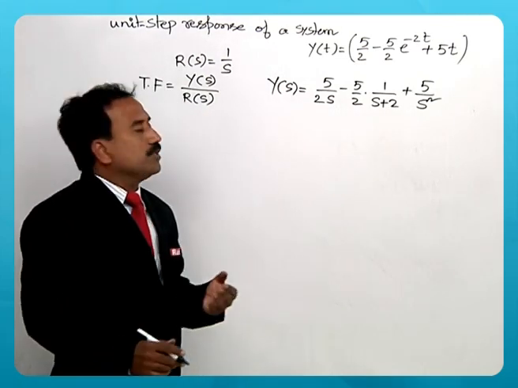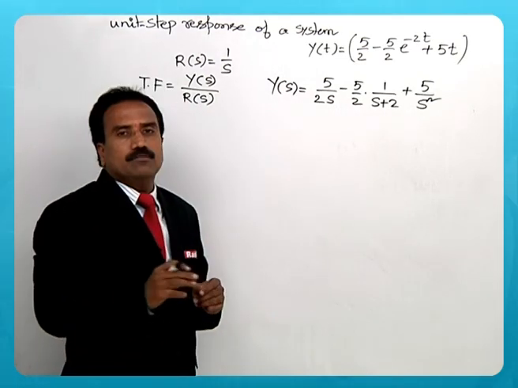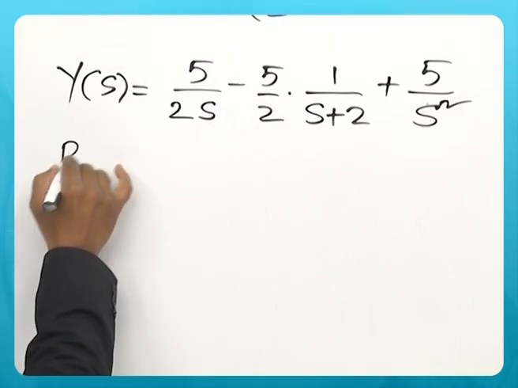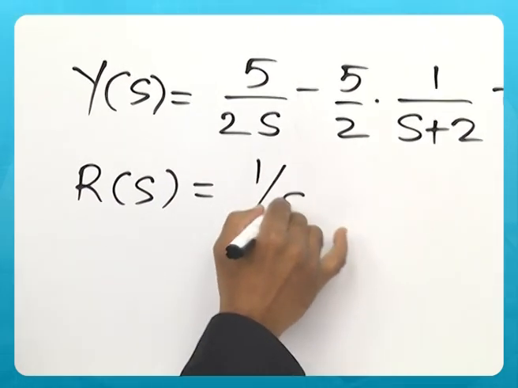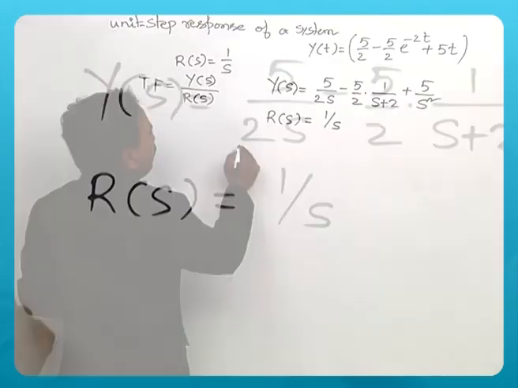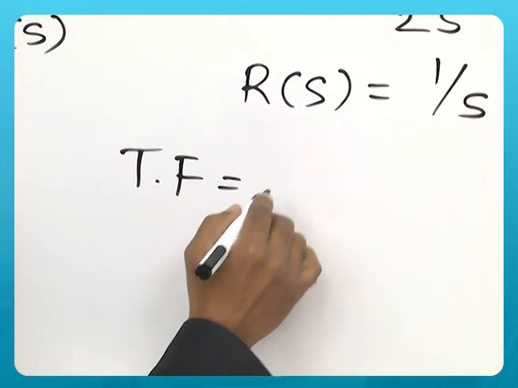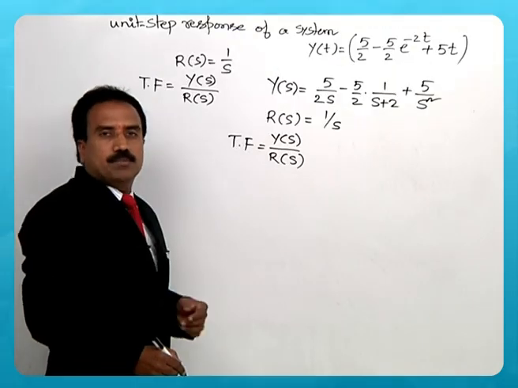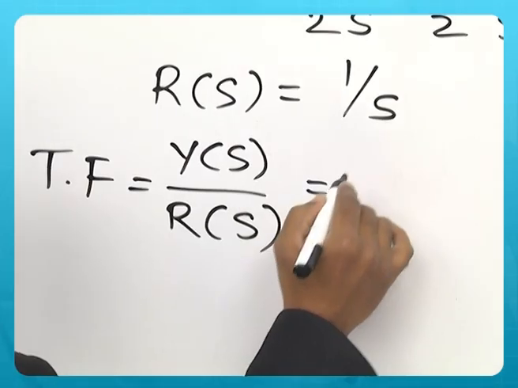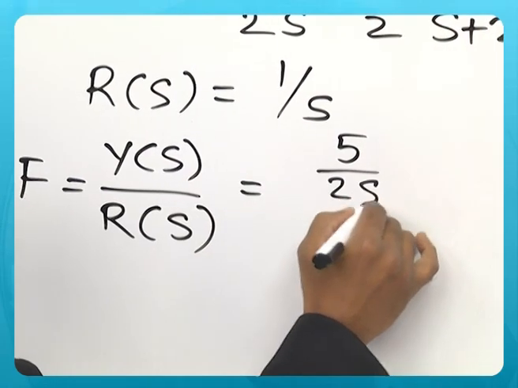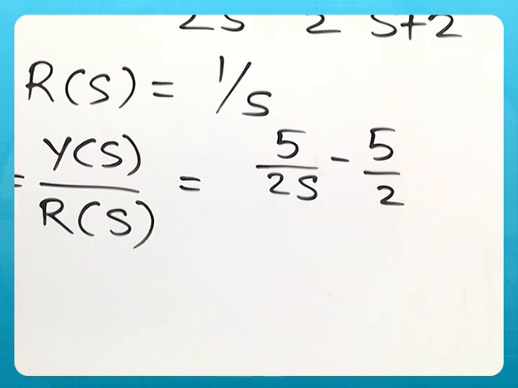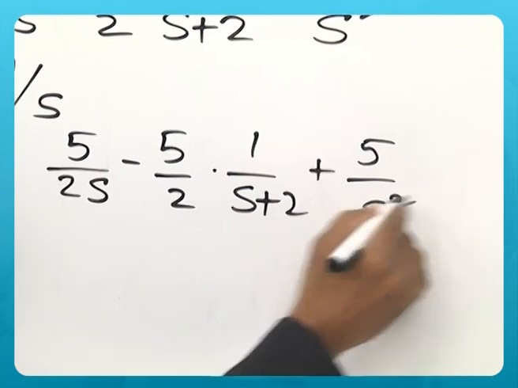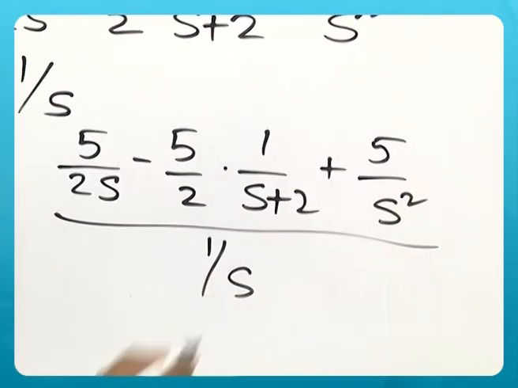So this is the first step. You need to apply Laplace transform to individual terms, and now we just simplify this. Now R of s is given as 1 by s. Now transfer function is the ratio of output to the input in Laplace transform. So it is 5 by 2s minus 5 by 2 into 1 by s plus 2 plus 5 by s square, divided by 1 by s.